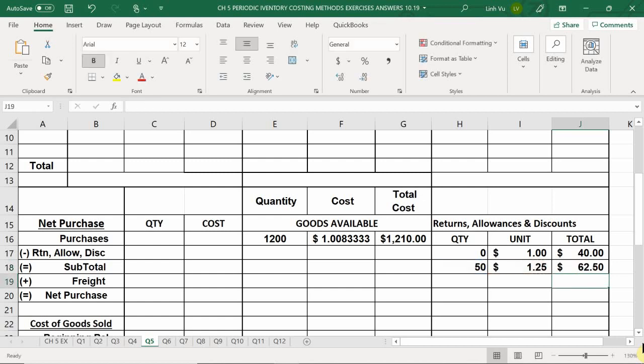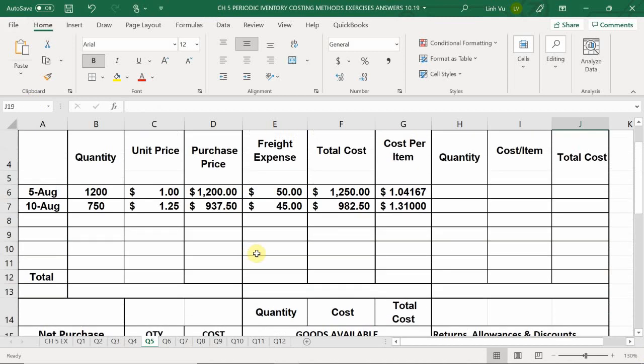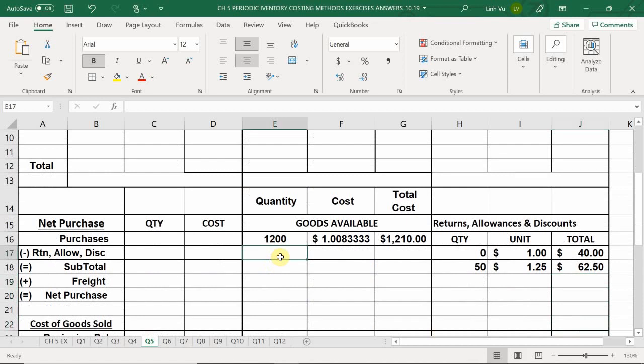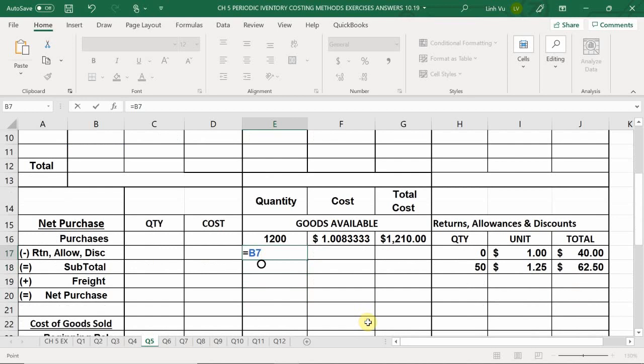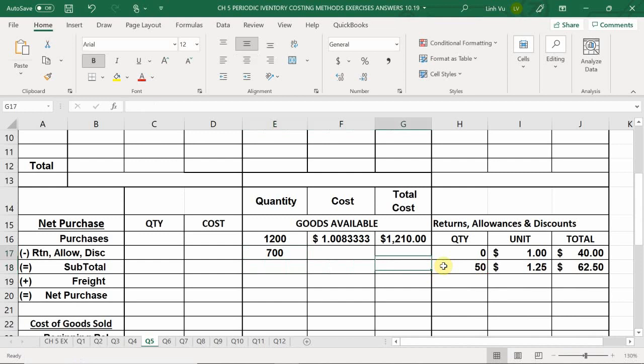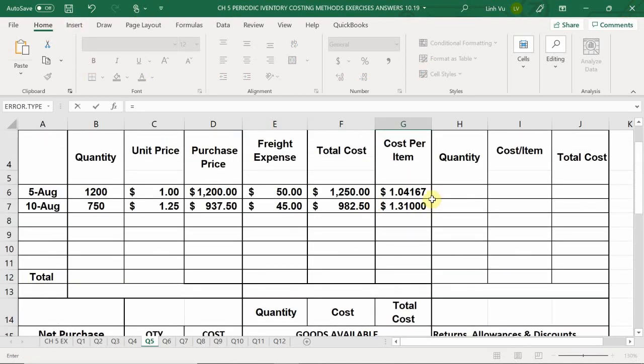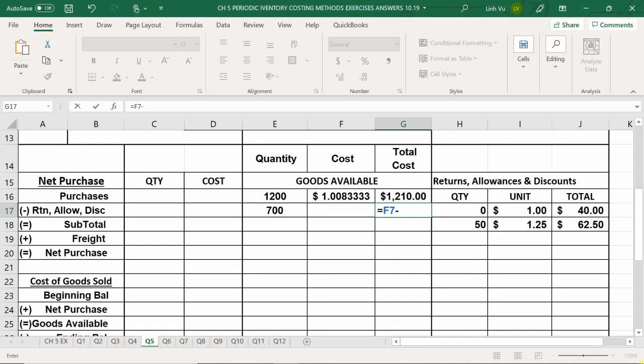$62.50. Okay? So if that's the case, we're actually going to be changing our quantity and our total cost. Because in this case, we purchased originally 750 units, but we end up returning 50 of them. So therefore, I should have only 700 left. And my total cost also changed because I returned 50 of those items. So I take my $982.50, my total cost, and subtract out my $62.50. So I should be left with $920.